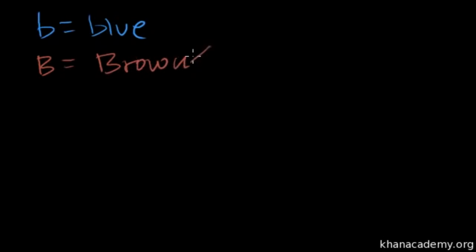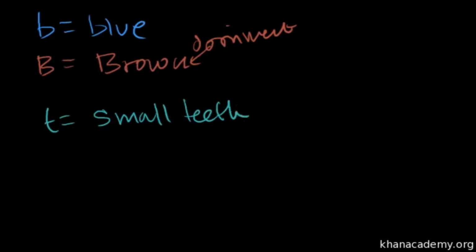You have little b equal to blue eyes, and we're assuming that's recessive. And you have big B equal to brown eyes, and we're assuming that this is dominant. Let's say we have another trait, the tooth trait I introduced before. Let's say little t is equal to small teeth. I don't know what type of bizarre organism I'm talking about, although I think I would fall into the big tooth camp. And let's say big T is equal to big teeth.